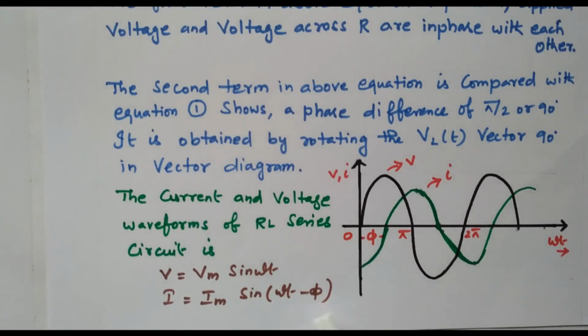So that is indicated by omega t minus pi. Right? So we got the waveform. Current and voltage is clearly indicated. Current is lagging the voltage by an angle of pi. That is indicated in the equation. Now we'll go for the impedance.